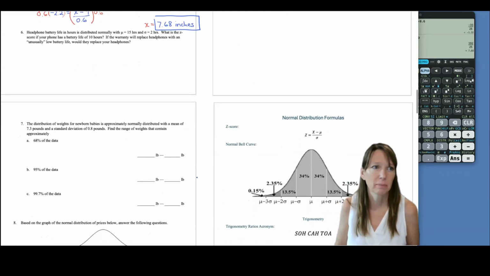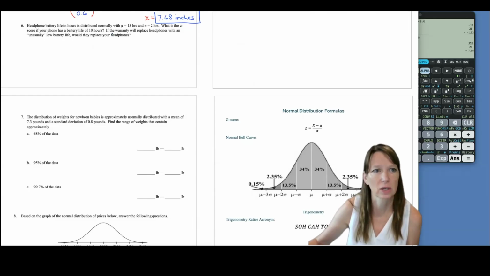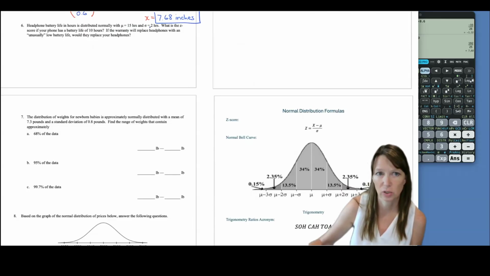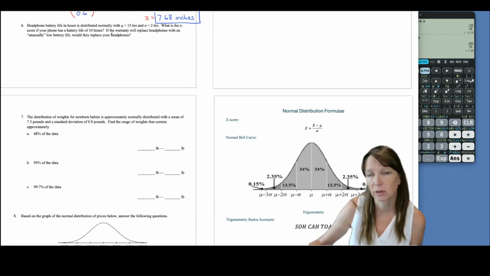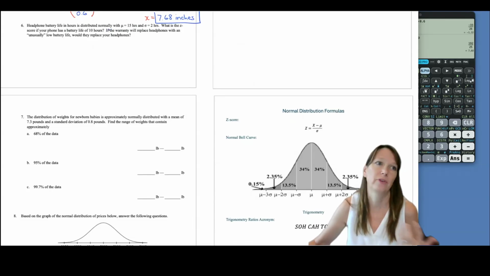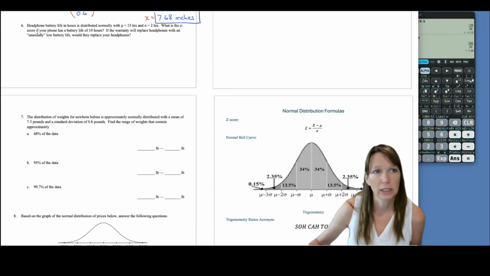Okay, jumping to number 6. Headphone battery life in hours is distributed normally with an average of 15 hours and a standard deviation of 2. What's the z-score if your phone has a battery life of 10 hours? So, you can only charge it for 10 hours. Is the headphone company going to replace your headphones if it's unusually low?